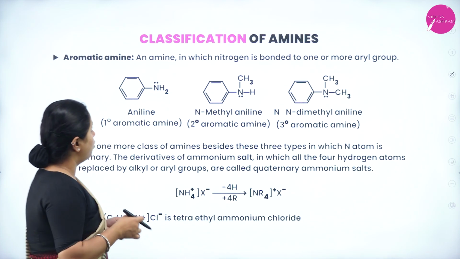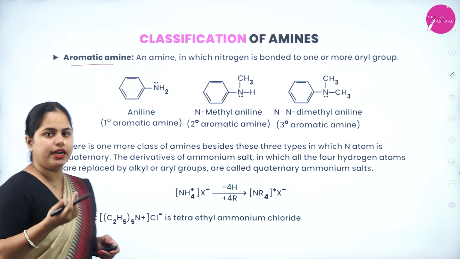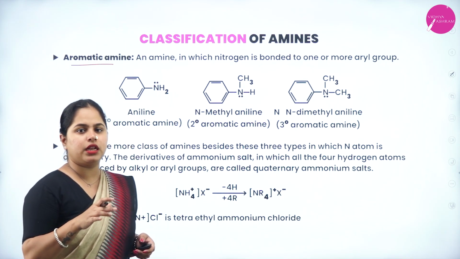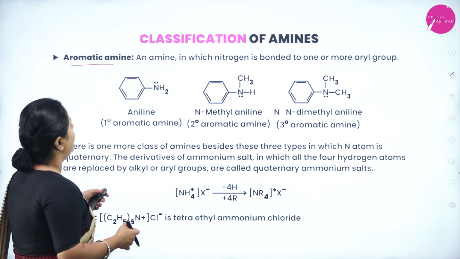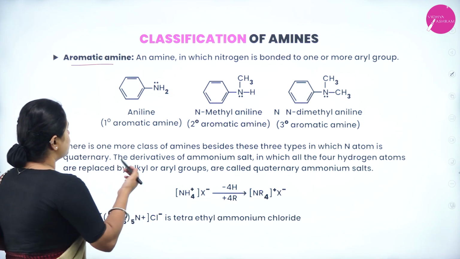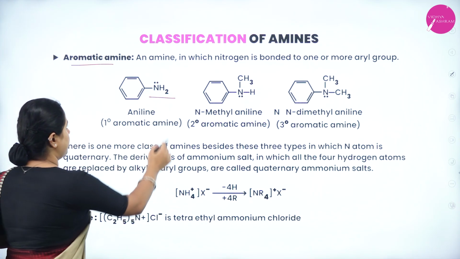Clear? Right. Now moving on to aromatic amines. Now we know that aliphatic amine means the hydrogen will be replaced by an alkyl group. Aromatic, of course, will be replaced by an aryl group, right? An amine in which nitrogen is bonded to one or more aryl groups. Okay. So here also you can see ammonia, where hydrogen is being replaced by an aryl group.